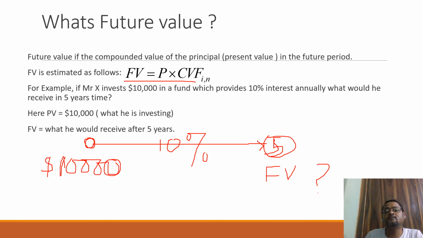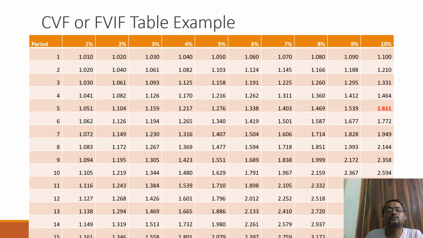Future value is present value multiplied by CVF, compounded value factor, for R rate of interest for n number of years. So present value is 10,000. Future value you need to calculate. R is given to be 10%. n is equal to 5. So let's go on to find what should be the value.